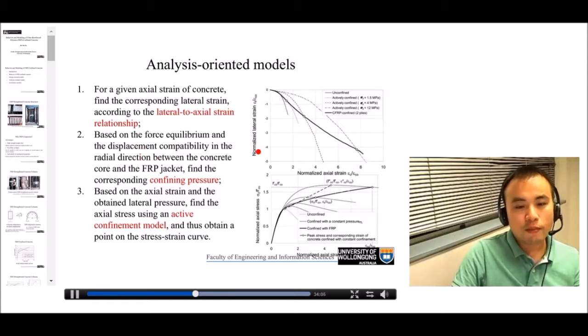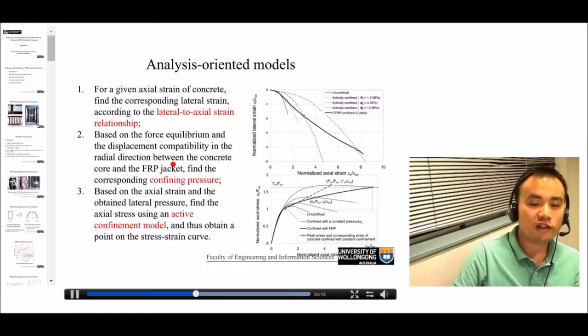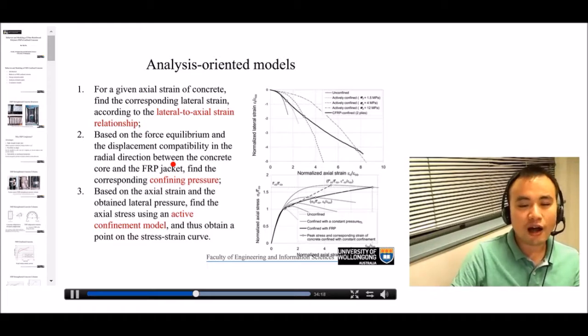And the second step is to find the confining pressure from the lateral strain. And this can be done based on force equilibrium, as we talked about at the beginning of this presentation. If you take half of the FRP jacket as an isolated body and write down the force equilibrium equation, you can find out the relationship between the hoop strain of FRP and the confining pressure of concrete. And this part is easy to do.